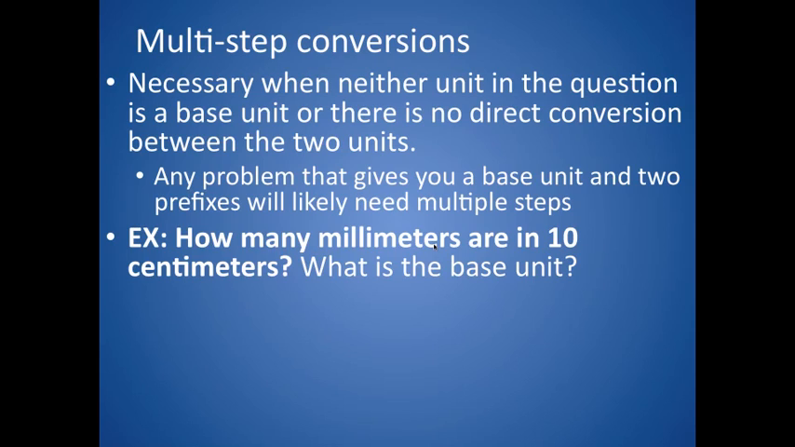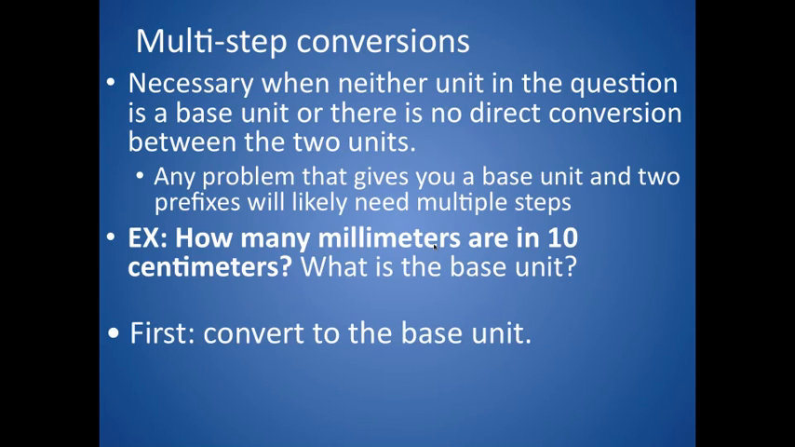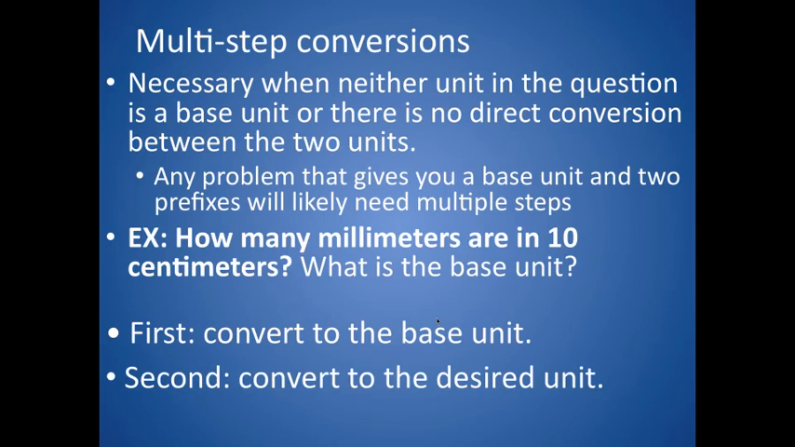So how do you do these multiple steps? First, you convert to the common unit. You convert to the base unit, because you could do centimeters to meters, and you could do meters to millimeters. So the meter itself, the base unit, is the common link. So first, convert to the base unit. Then from the base unit, get to the desired unit, the one that you're asked for in the problem.